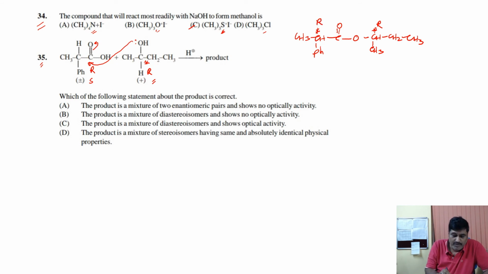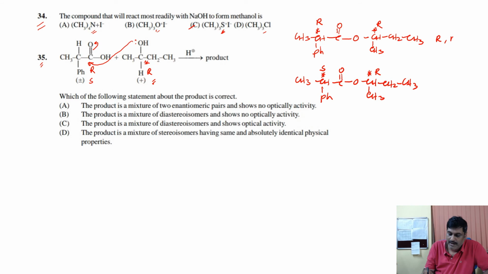But at the same time, this can attack over the acid which has the configuration S. In that case, you will get CH3 CH Ph C double bond O O CH CH3 and CH2 CH3. Here the configuration remains R only, but if the attack takes place on the acid having S configuration, that will remain S. So what configuration are you getting here? R and R. Here? R and S. So we get a mixture of these two substances where the configurations of the chiral centers are R and R, and R and S, and so certainly this is a diastereomeric mixture.